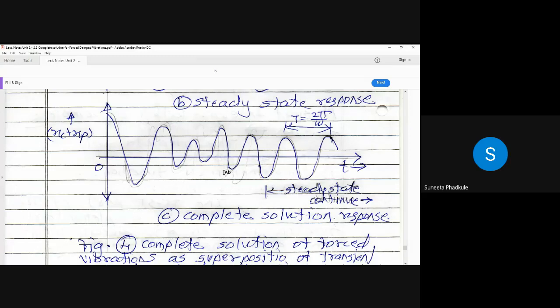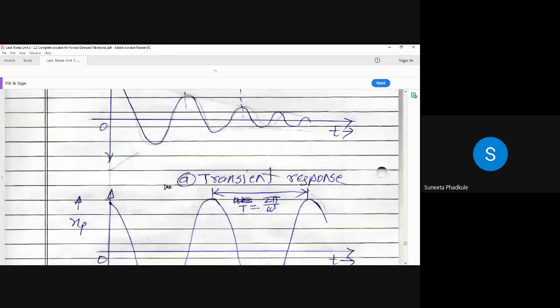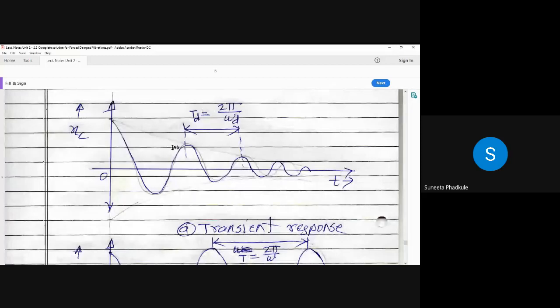Now the big question is, what is the purpose of providing damping if it is anyway going to die out? Can anybody tell me? Write down, or you can unmute your mic and tell me. Why damping? What is the purpose of providing damping then? Because of damping, the vibrations are going to vanish only, no? Finally, only steady state amplitudes are remaining. Then why do we provide the damping?